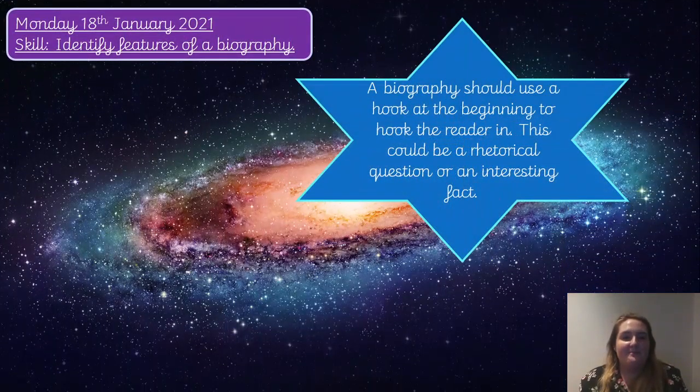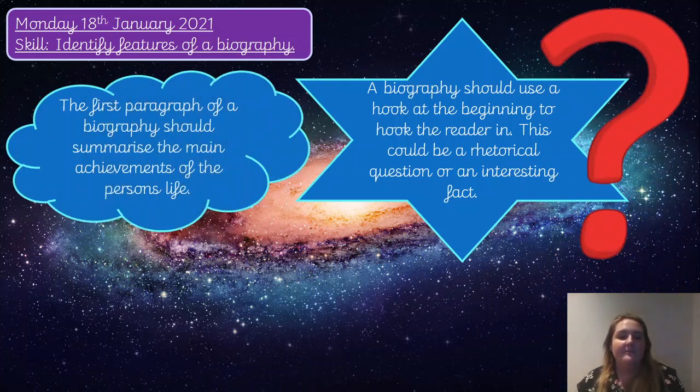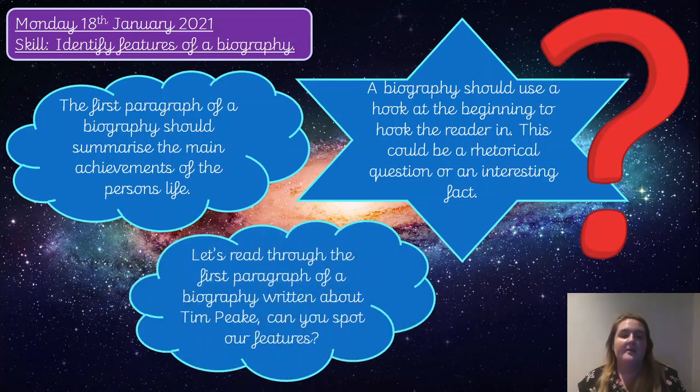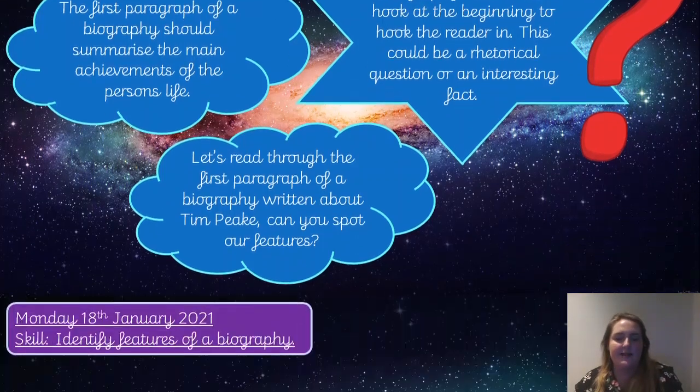Let's move on then. A biography should use a hook at the beginning that really draws the reader in to keep reading. This could be a rhetorical question that gets you thinking, or it could be a really interesting fact that makes us want to read on and find out more about Tim Peake. The first paragraph of a biography should summarise the main events of a person's life. Let's read through an example then of the first paragraph of a biography written about Tim Peake, and I want you to think, can you spot the features that we've discussed today?